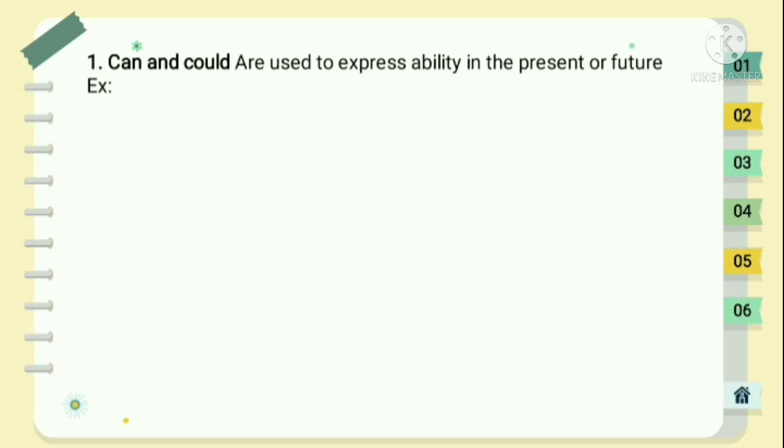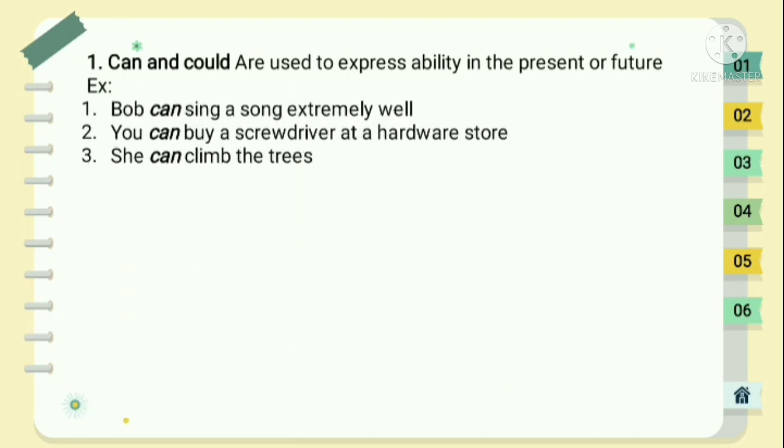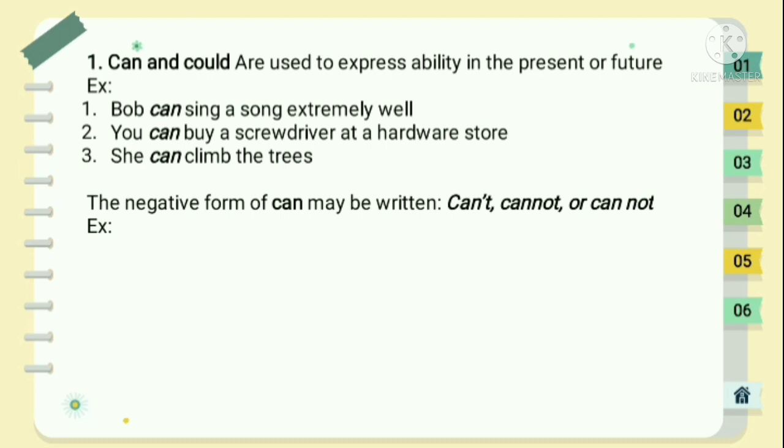For example, as you can see here, Bob can sing a song extremely well. You can buy a screwdriver at a hardware store. Number 3, she can climb the trees. The negative form of can may be written can't, cannot, or can not.